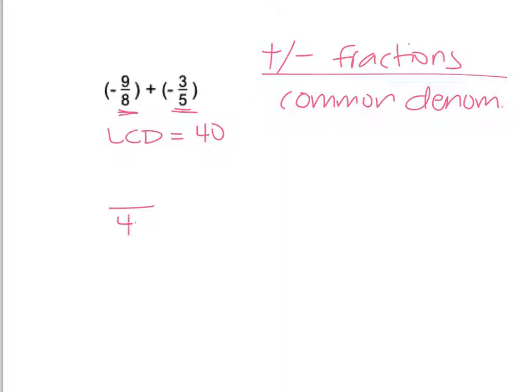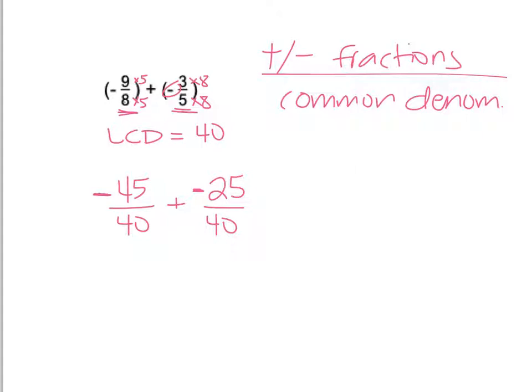So to get them both put over 40, and notice I'm doing this before I even look at my problems. 8 has to multiply by 5, so we have to multiply by 5 on top. 9 times 5 is 45. That fraction was negative. 5 multiplies by 8 to make 40, so I multiply by 8 on top. 3 times 8 is 24. And also notice that that fraction was negative.